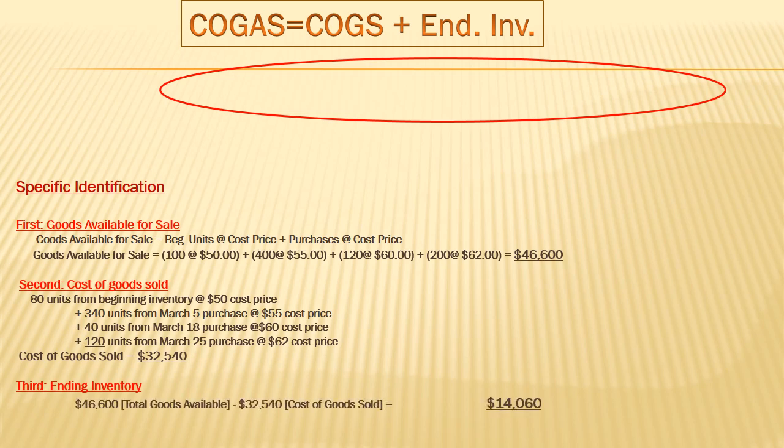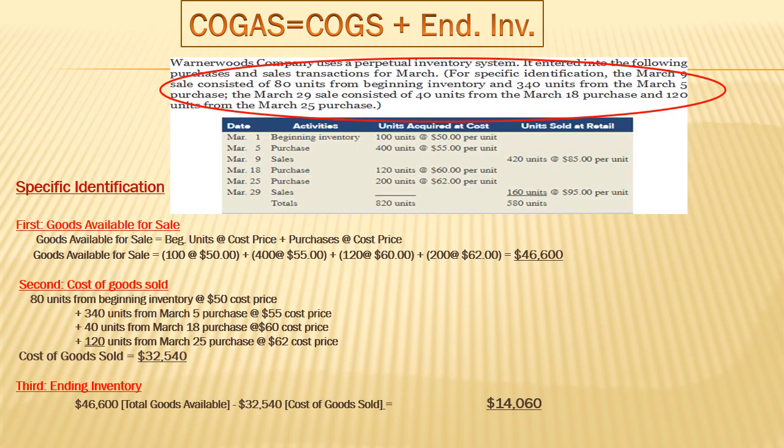Then the ending inventory, I just deduct the cost of goods sold. I arrive to the $32,540 from the $46,600 total goods available for sale to arrive to the cost of ending inventory. Again, we should always remember and put in our mind this important equation: cost of goods available for sale equals cost of goods sold plus ending inventory.